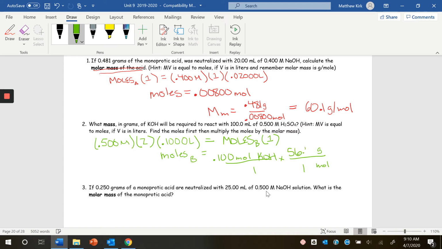So I go to my periodic table. I add up 1 K, 1 O, and 1 H. I get that molar mass of 56.11. So I do my conversion, 0.1 times 56.11 grams over 1 mole. And I get my answer of 5.61 grams of KOH.